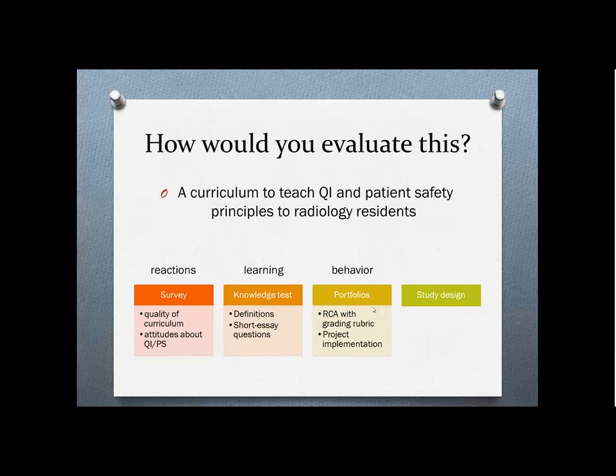And lastly, the study design that I could take for this would be a pre-post design. This allows me to normalize for baseline attitudes and knowledge about patient safety and quality. And then perhaps I'm going to use historical controls. Maybe I have data from previous years of residents that have done some kind of assessment of their patient safety and QI understanding.